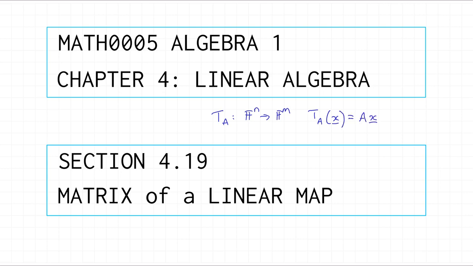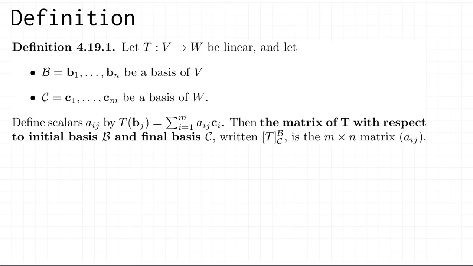T_A of x is left multiplication of x by A. And in fact, this example is a lot more general than it looks, because we're going to find a way to associate to every linear map a matrix. And we're going to do this by choosing bases for the domain and codomain of the linear map, and then writing the inputs and outputs of the function in terms of those bases. So here's the definition. It's quite complicated, so it involves a lot of ingredients. So I'm going to read it out and then immediately do an example so we can see what's going on.